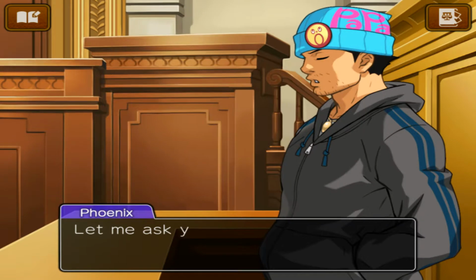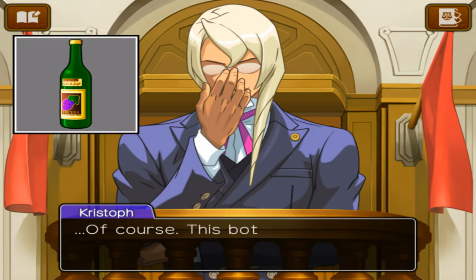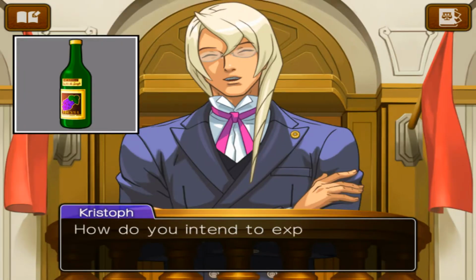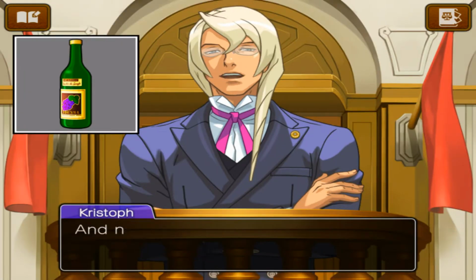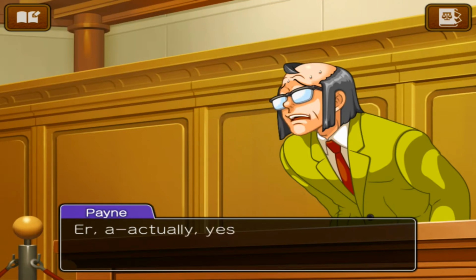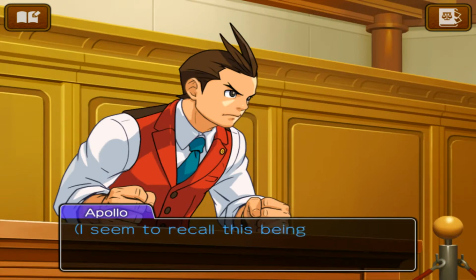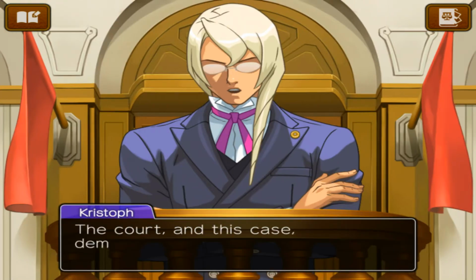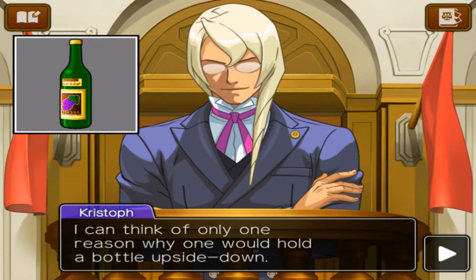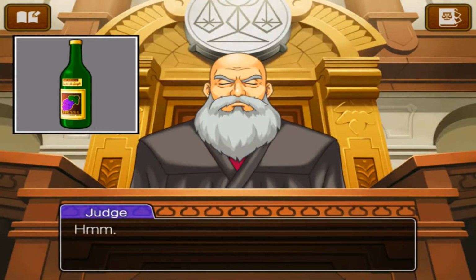Illegal evidence? Let me ask you, Mr. Gavin. Is there still any reason at present to suspect me of wrongdoing? Of course. This bottle, for instance. The bottle of grape juice Mr. Wright was drinking. How do you intend to explain away the fingerprints on the murder weapon? And not just any fingerprints. Am I right, Mr. Payne? Actually, yes. The fingerprints on the bottle were upside down. I seem to recall this being an issue earlier. The court in this case demands an explanation. I can think of only one reason why one would hold a bottle upside down, and that is to hit someone with the bottom of the bottle. Well, Your Honour?